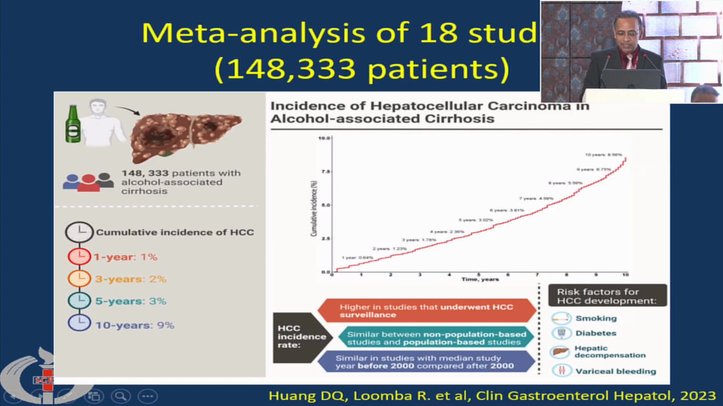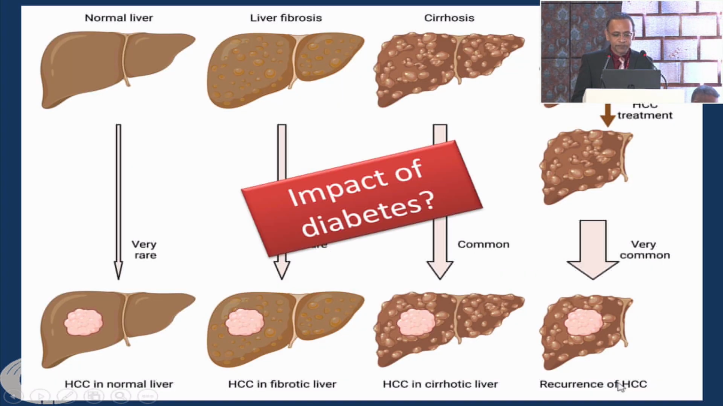In this meta-analysis, which was published a few days ago, of 18 studies of more than 1 lakh patients, the cumulative HCC risk in alcoholic liver cirrhosis patients at 1 year is 1%, at 5 years it was 3%, and at 10 years 9%. And the risk was increased by concomitant smoking, diabetes, hepatic decompensation, and also variceal bleeding.